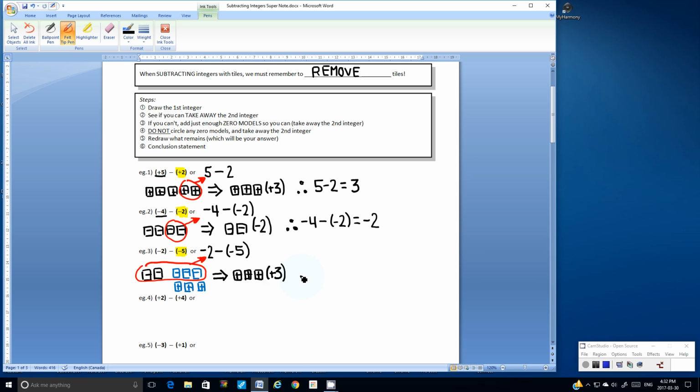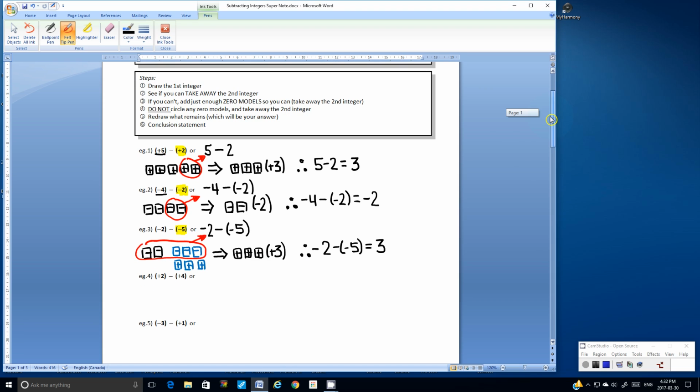All right, let's write a therefore statement. Therefore, let's go back to our standard form here. We have -2 subtract -5 equals 3. Because the answer was positive, we take away the brackets, we take away the plus sign. Okay, so that got a little bit complicated. So hopefully you understood a little bit about that. All right, let's go to example 4.